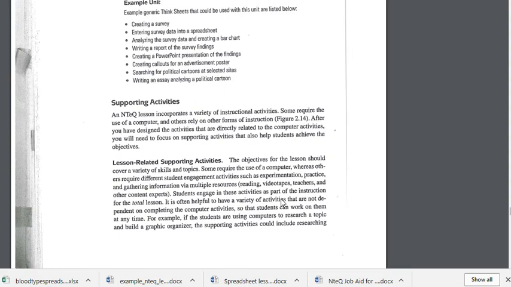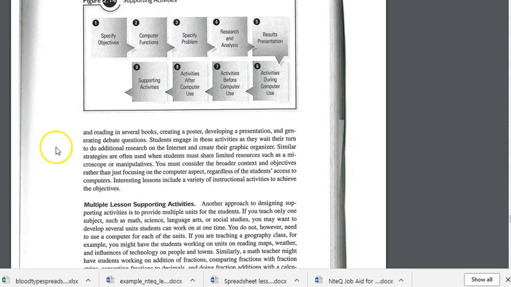So for example, if the students are using computers to research a topic and build a graphic organizer, the supporting activities could include research and reading in several books, creating a poster, developing a presentation, and generating debate questions. So students could engage in these activities as they wait their turn to do the additional research specifically on the internet and create that graphic organizer.